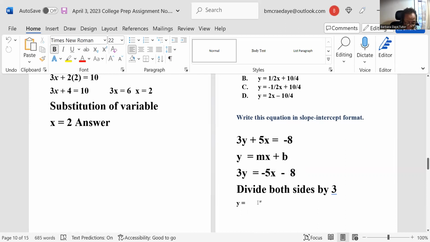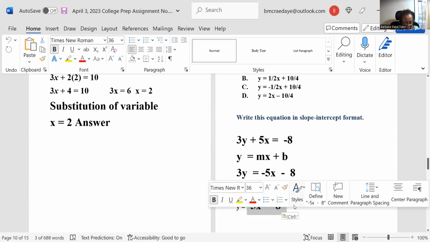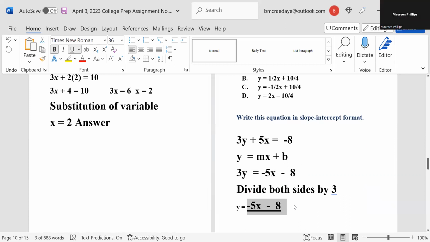And what else, Maureen? Here is a 5, divided by the 3, right? Yeah. So you want to put 3 underneath here. Oh, the other way around. Yep, there you go. Because you divided both sides by 3, right? 3y over 3 is just y. Minus 5x minus 8 is minus 5x minus 8 over 3.